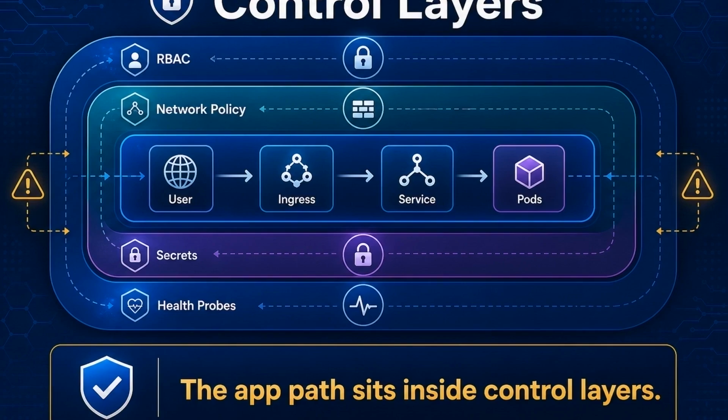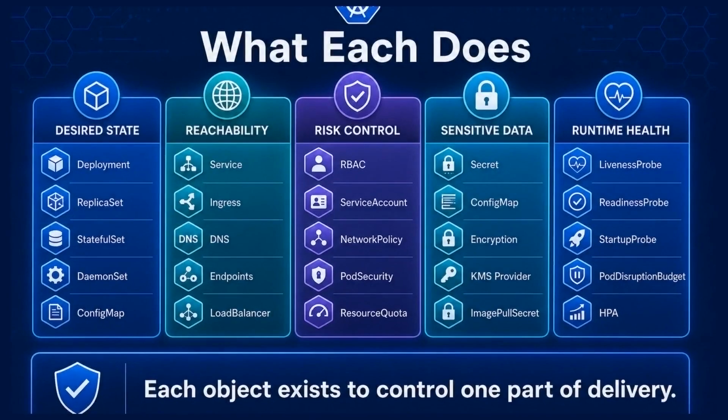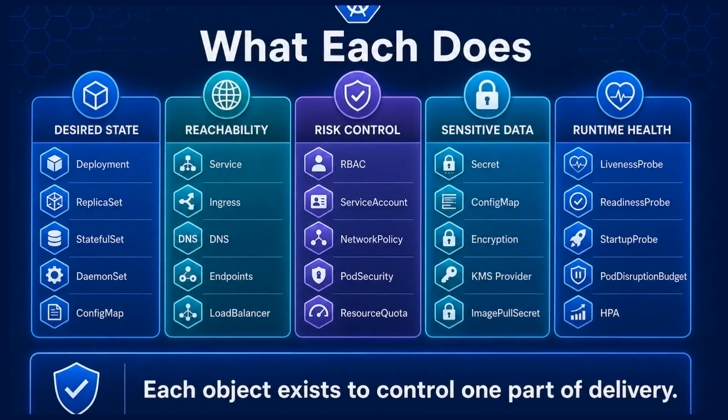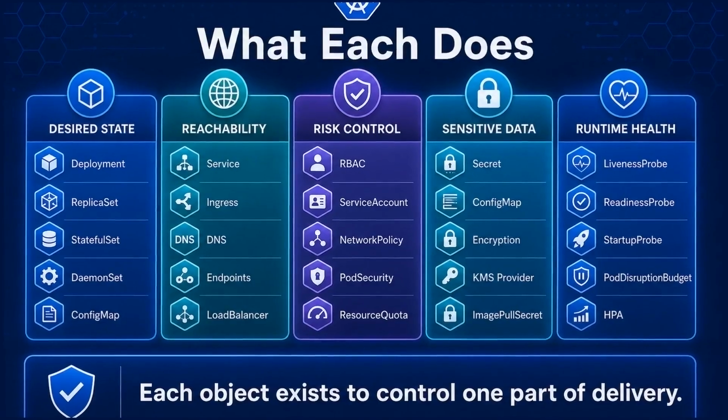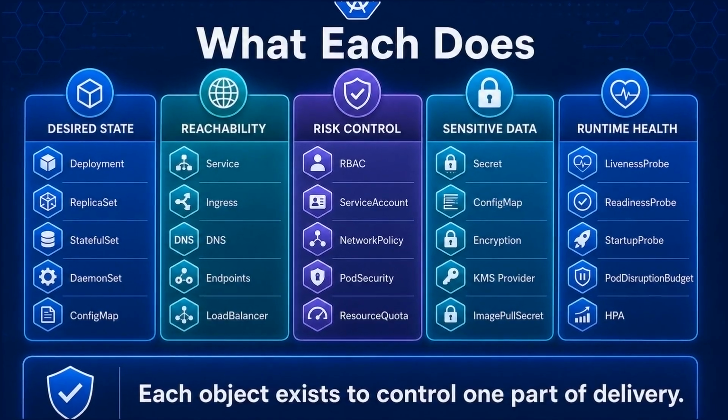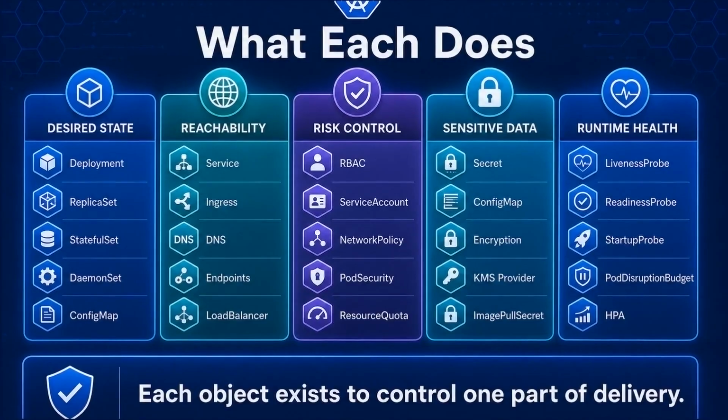So if you remember one thing early, remember this. Deployments control desired application state. Services and Ingress control reachability. RBAC and network policies control risk. Secrets control sensitive data. And probes protect runtime health.